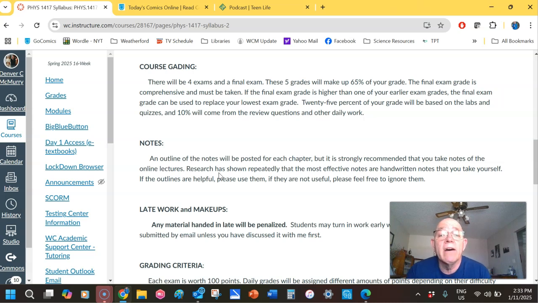The final exam, like I said, is comprehensive, will cover all the units, and you have to take it. If, however, that grade is higher than one of your earlier exam grades, say maybe the first one or second one, you didn't do too hot, weren't quite getting in the swing of things yet, you can use that higher final exam grade to replace one of your earlier exam grades. Okay, and then 25% of your grade will be based on labs and quizzes for each unit.